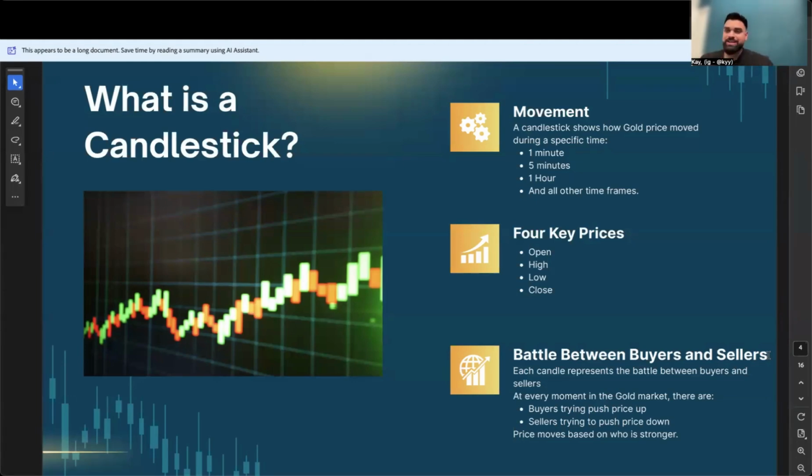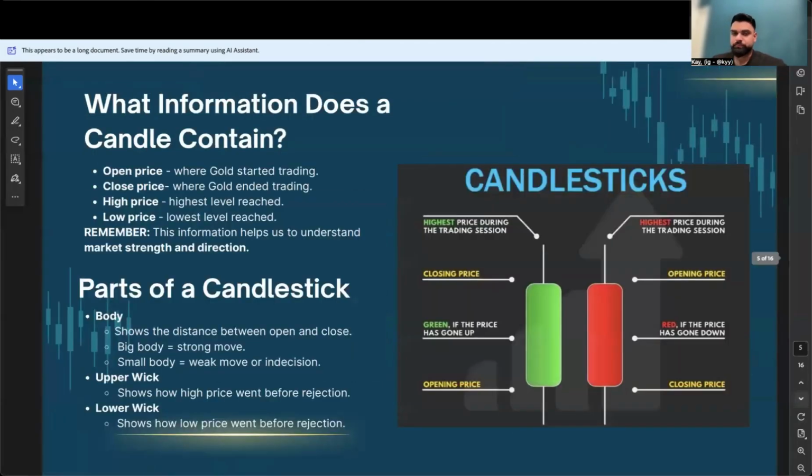It's a battle between buyers and sellers, as said. Each candle represents the battle between buyers and the sellers. At every moment in the gold market, there are buyers trying to push price up, and there are sellers trying to push the price down. Price moves based on who is stronger. That's what it simply does. That's very important for everyone to understand.